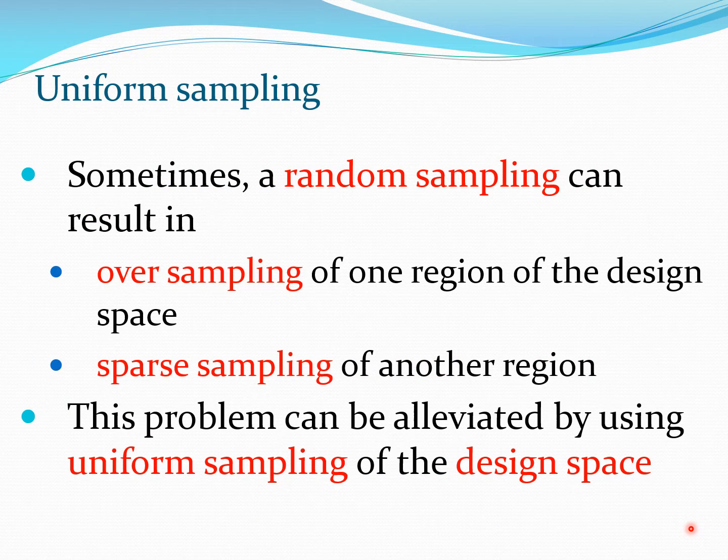Now there are certain situations where random sampling can result in too much sampling of one region of the design space. Or it can also result in sparse sampling of a different region. So this problem can be mitigated to some extent by using a uniform sampling of the design space.